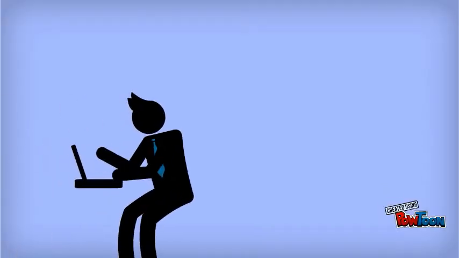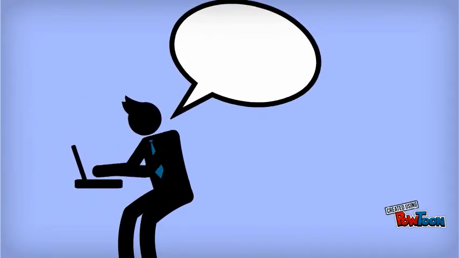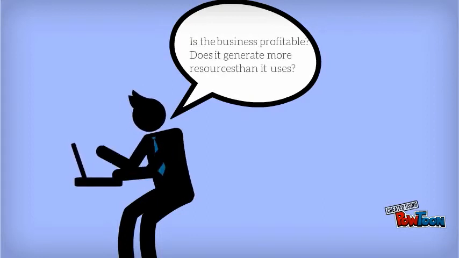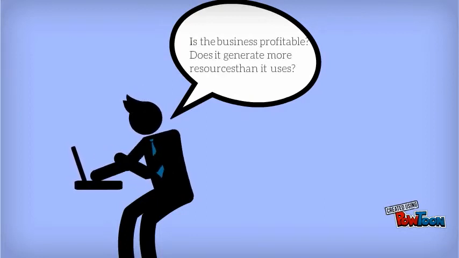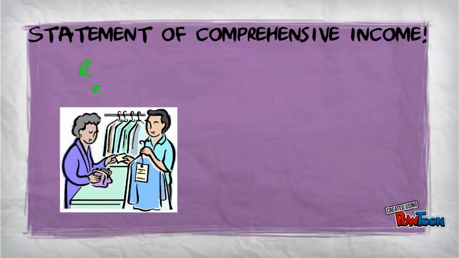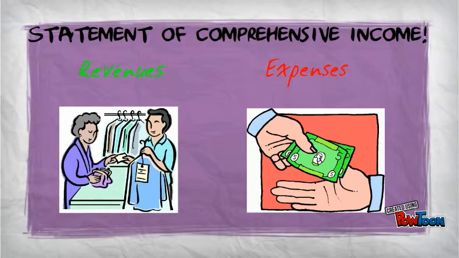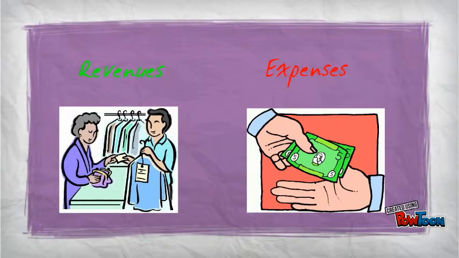Is the period profitable? Does it generate more resources than it uses? Are some of the main questions asked of any business. Through the reporting of a company's revenues and expenses, the Statement of Comprehensive Income provides answers to these critical questions. Revenue results from an increase in resources due to the sale of goods or the provision of services. On the other hand, expenses are a decrease in resources due to the sale of goods or provision of services.